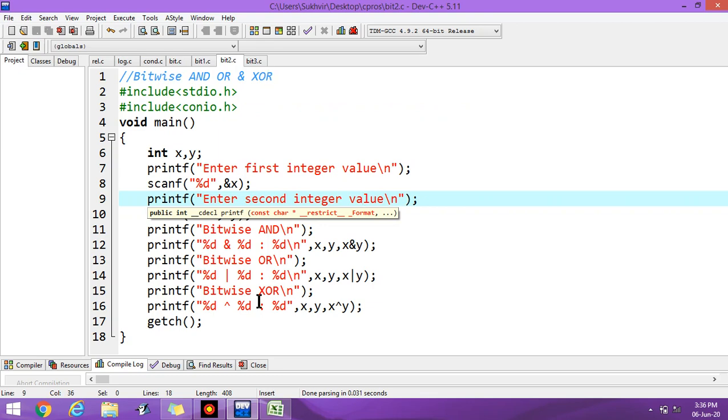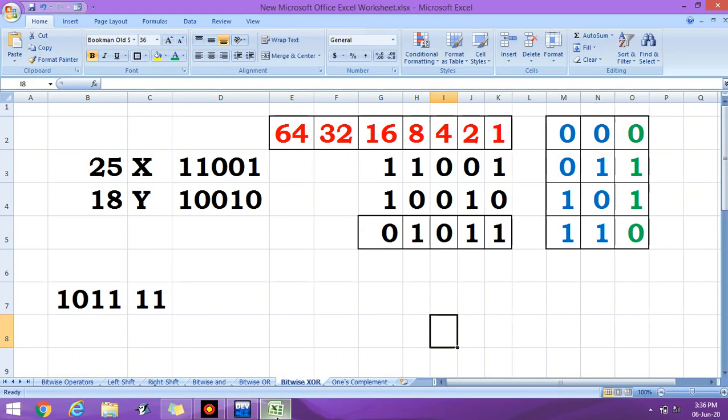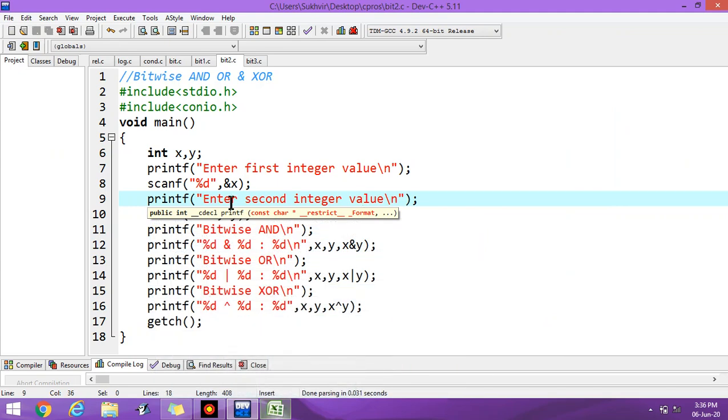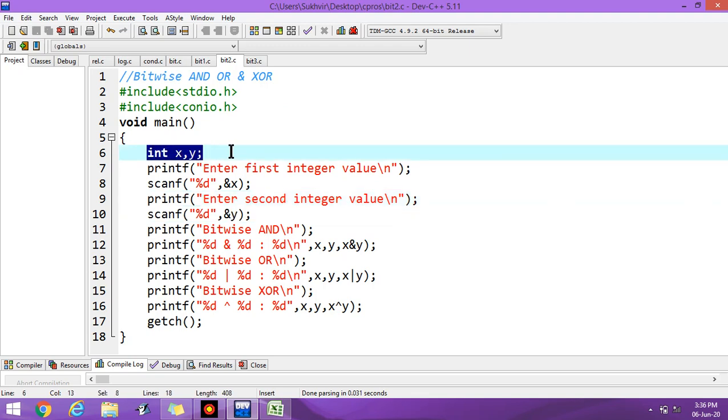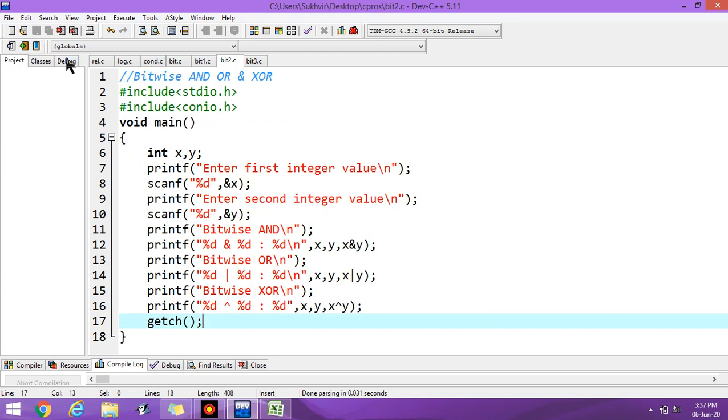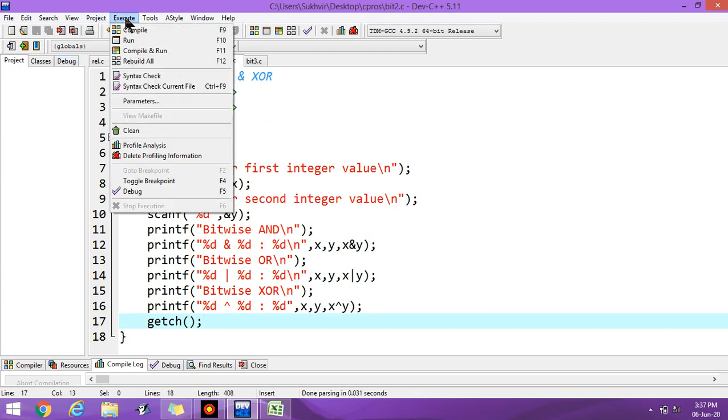AND, OR and XOR. You have to enter two values, one is 25 and the second is 18. First you have to enter, in this case x and y mean two values, enter the first integer value and enter the second integer value, then apply bitwise AND, then bitwise OR, and XOR, which uses the caret sign, sometimes also used for power in some of the languages. Let us execute the program.